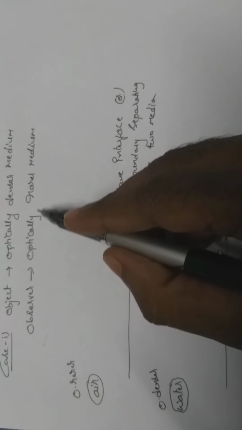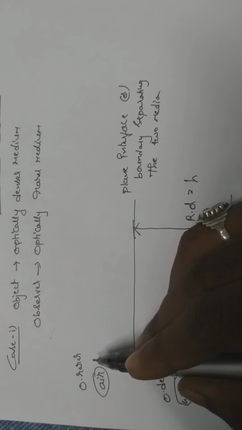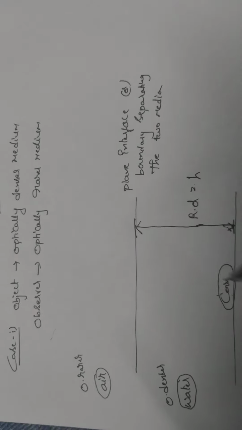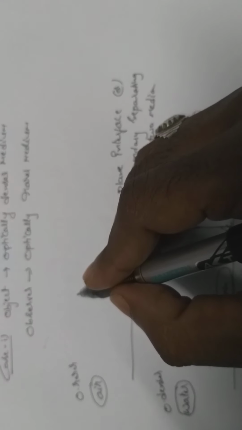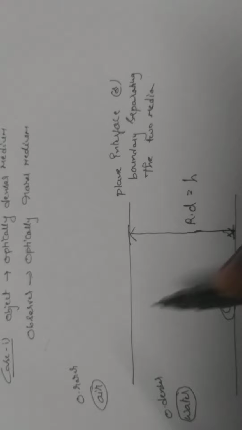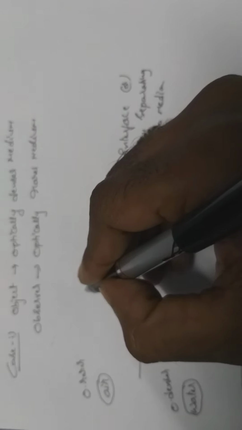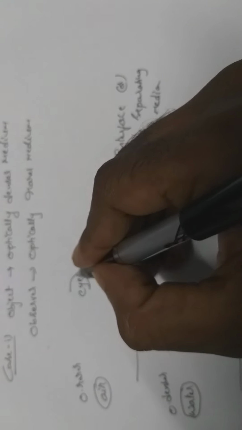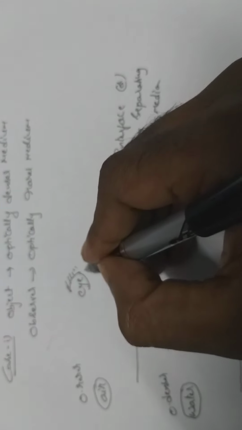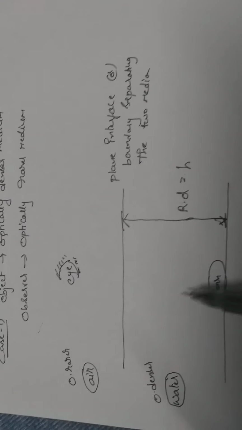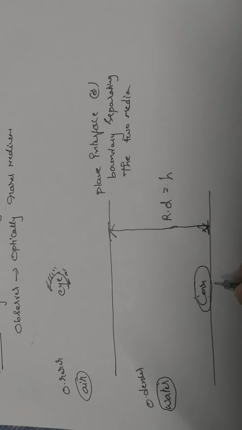Now the observer is in the optically rarer medium. The optically rarer medium is air here. The observer is almost at near normal incidence, which means the line of sight of the eye and the coin should be in a straight line. Let us suppose the observer's eye is here. So this eye is observing this coin now.